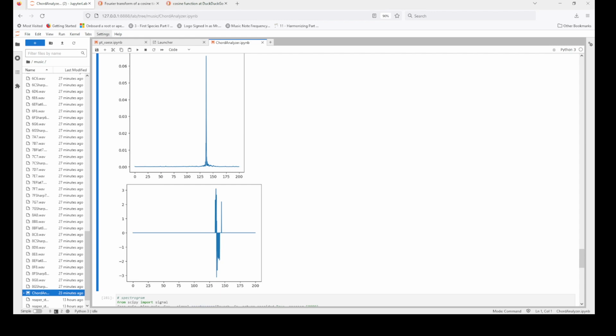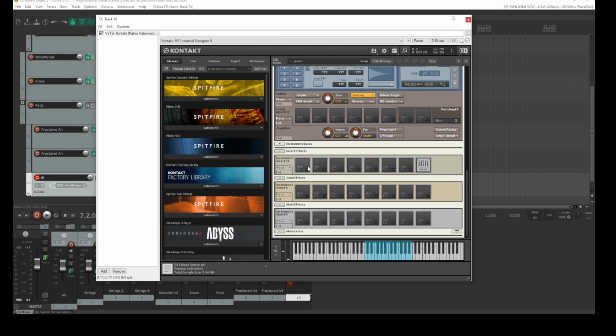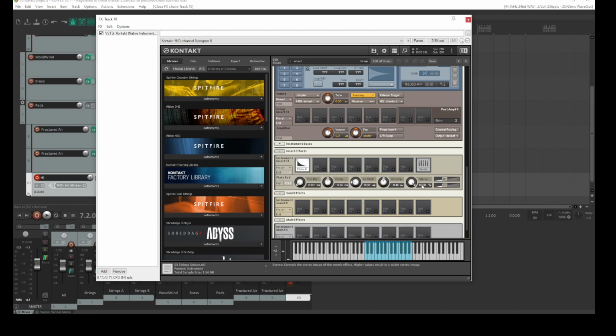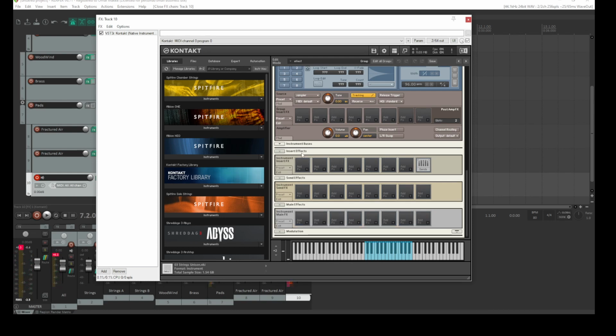So for example, let me add my reverberation. If I play C, now I will do a trill. Versus no reverberation. So they're cleaner without reverberation, of course.